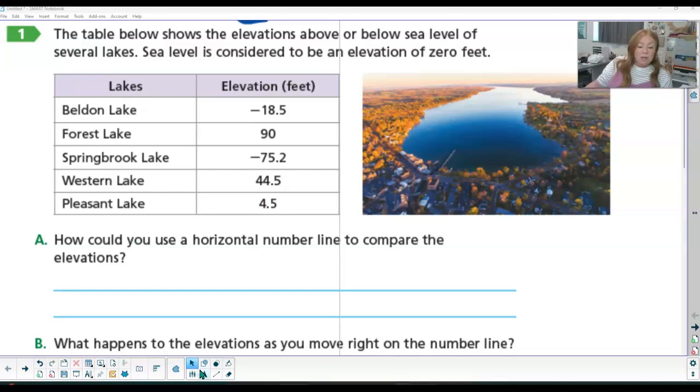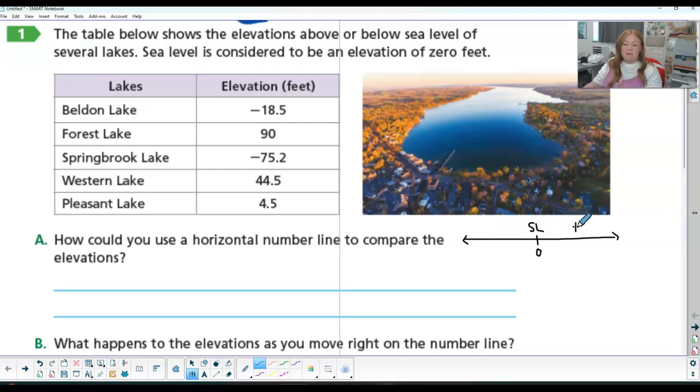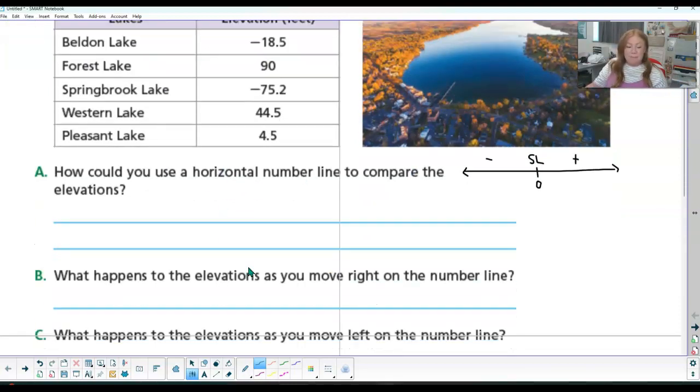How could you use a horizontal number line to compare the elevations? So horizontal is one that goes left and right, goes across like the horizon of the sky. So if we had here's 0 or sea level, the positives would be on the right and the negatives would be on the left. So that's what we want to tell them here for A. Our positives are on the right, the negatives are on the left on a horizontal number line.